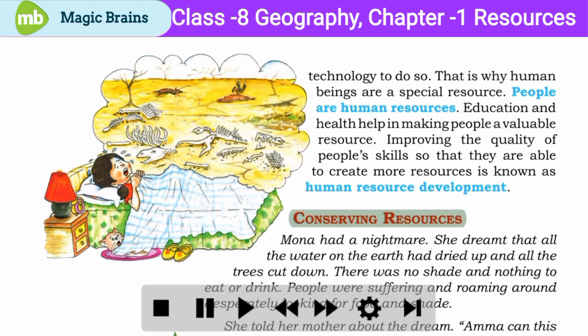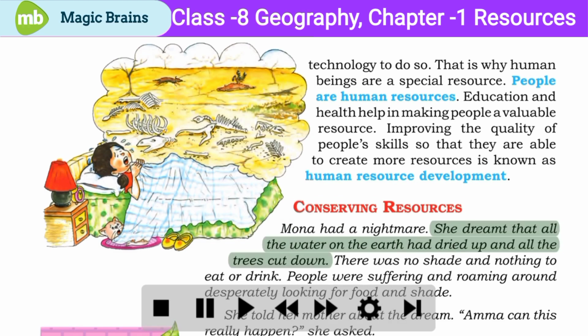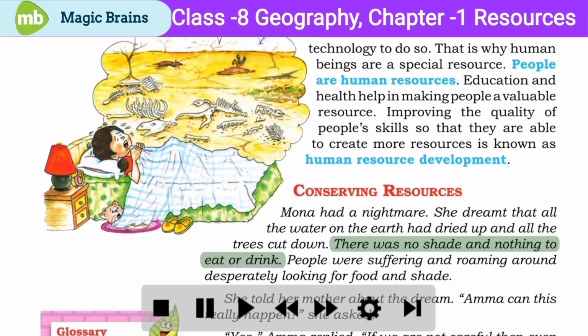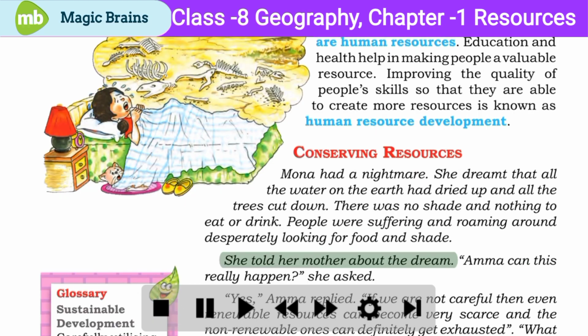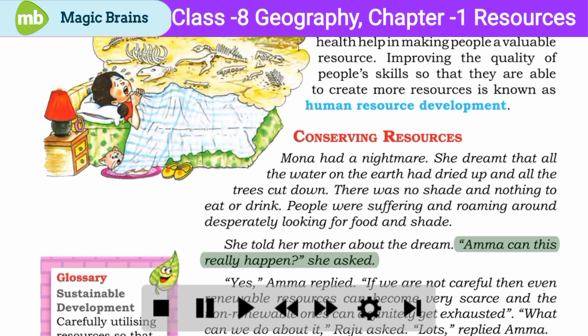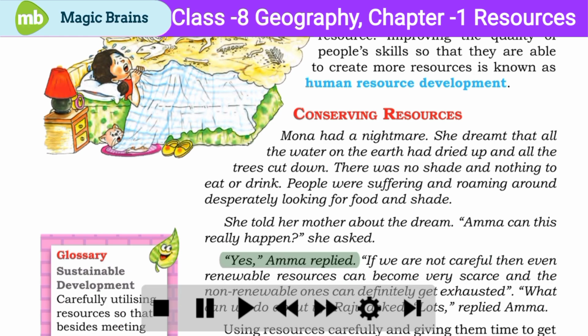Page number 4. Conserving resources. Mona had a nightmare. She dreamt that all the water of the earth had dried up and all the trees were cut down. There was no shade and nothing to eat or drink. People were suffering and roaming around desperately, looking for food and shade. She told her mother about the dream. Amma, can this really happen? she asked. Yes, Amma replied.